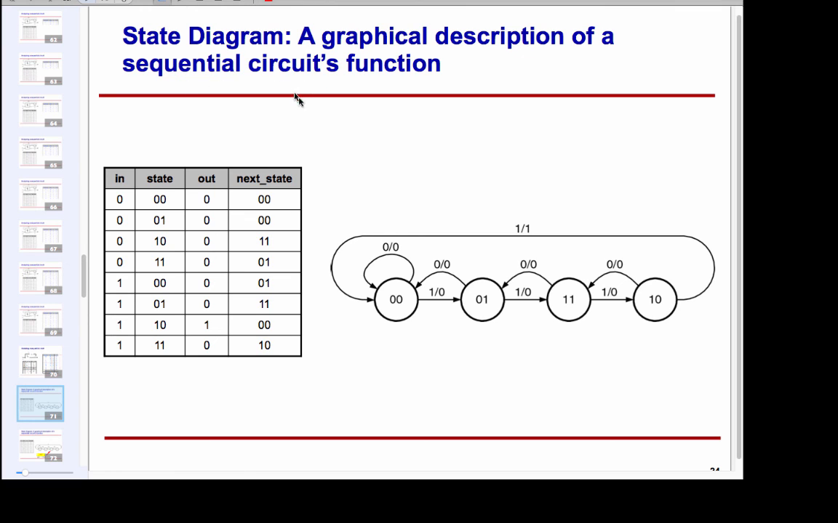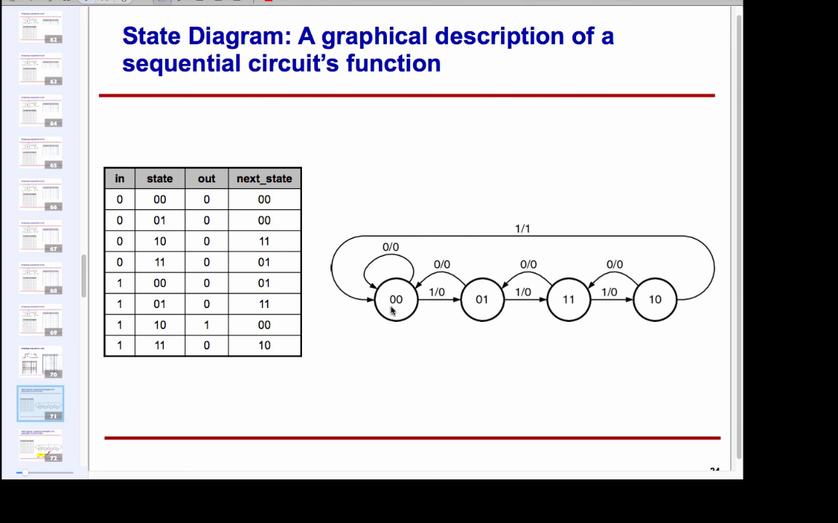So it's a graphical description of a sequential circuit's functionality. So remember, I said I could be in 4 different histories, 4 different possibilities. Each one of those possible histories, I'm going to capture as 4 distinct nodes. Here I have just labeled them as state 0,0, state 0,1, state 1,1, state 1,0. So I give them names. And then, depending upon my input, whenever a clock tick comes, I'm going to move from one state to another. And furthermore, I may have some output associated with it.